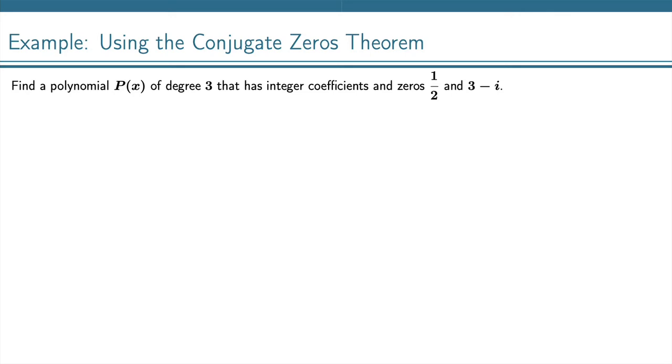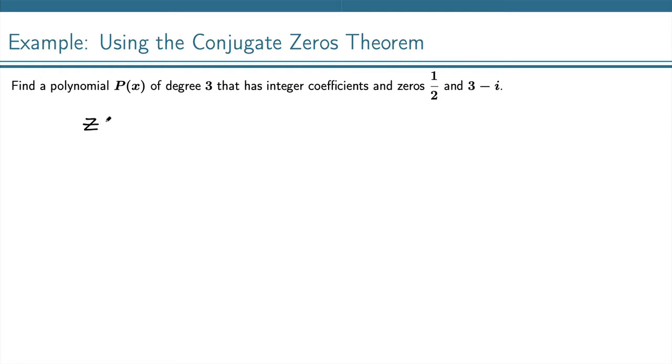Find a polynomial p of x of degree 3 that has integer coefficients and zeros 1/2 and 3 minus i. Because we have this complex zero of 3 minus i, but we want integer coefficients, we don't want any complex coefficients, we are going to use the conjugate zeros theorem, which tells me that if 3 minus i is a zero, then its conjugate is as well.